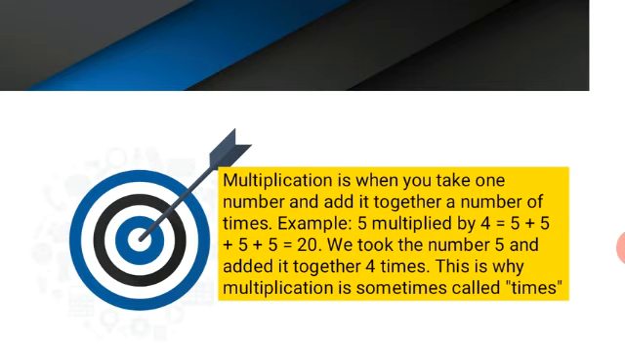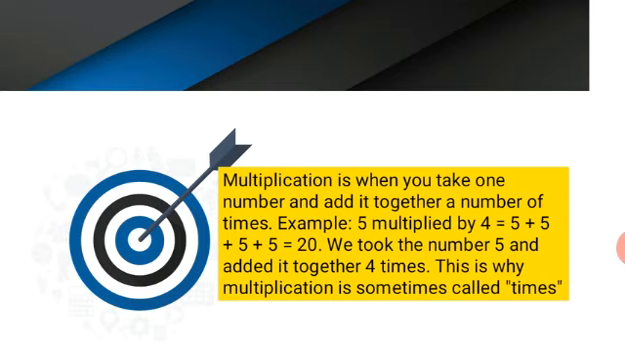What is the multiplication? Multiplication is when you take one number and add it together a number of times. Example, 5 multiplied by 4 is equal to 5 plus 5 plus 5 plus 5 is equal to 20. Means what you are going to do, you have to add 5 4 times. We took the number 5 and added it together 4 times. This is why multiplication is sometimes called times.